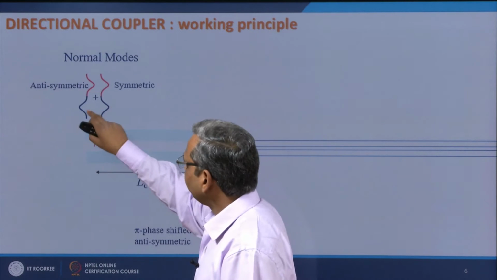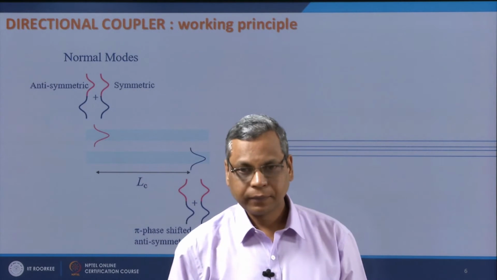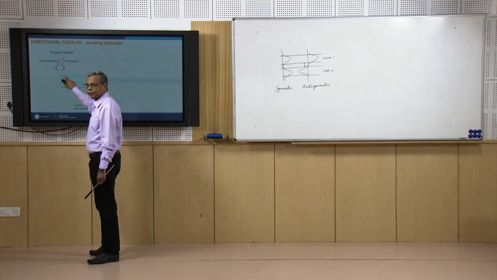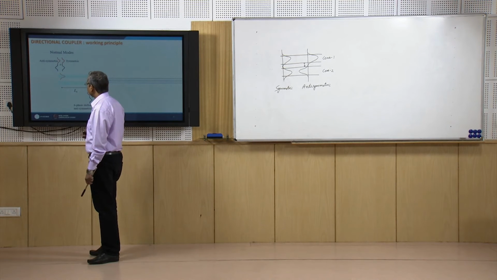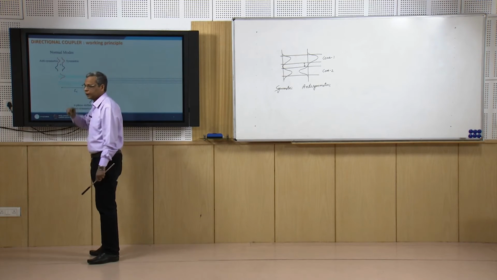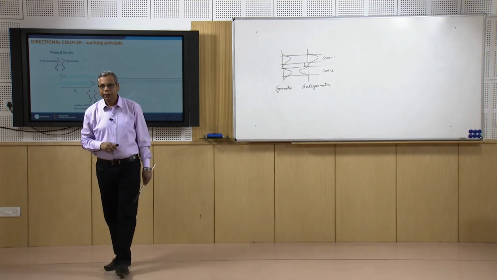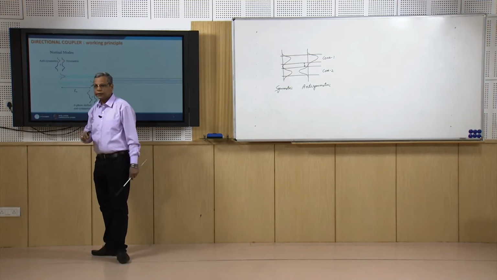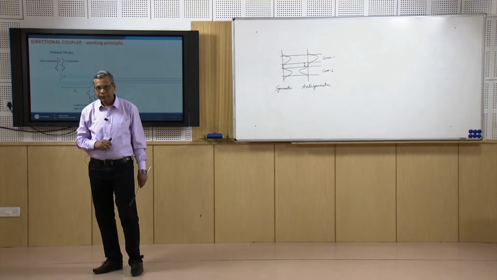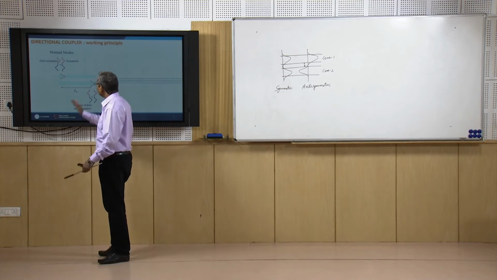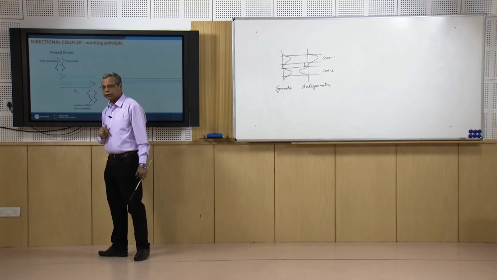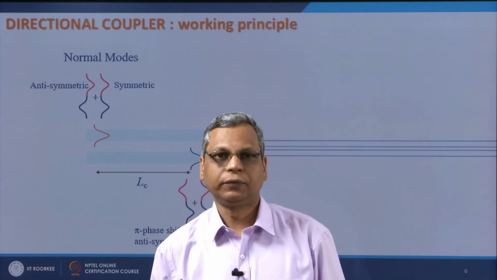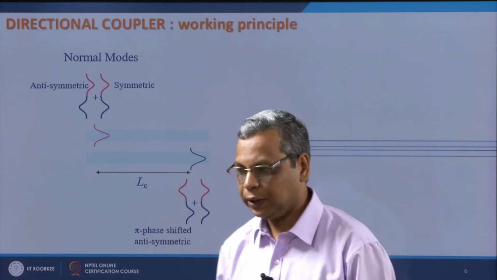Now, since these are the modes of the system, they will retain their shape. So, I can understand the propagation of this in the composite system in terms of propagation of symmetric and anti-symmetric modes, because they retain their shape, but they have different velocities. So, as they propagate, there is a phase shift accumulated between them, and if at any intermediate distance I want to know what is the field distribution, then I will have to superpose these two modes with their accumulated phase shift, and that will give me the resultant field pattern.